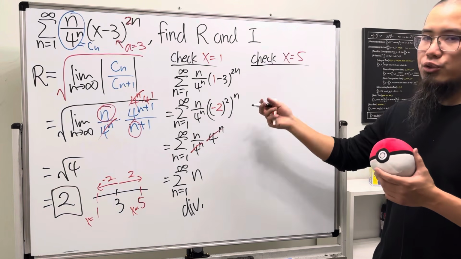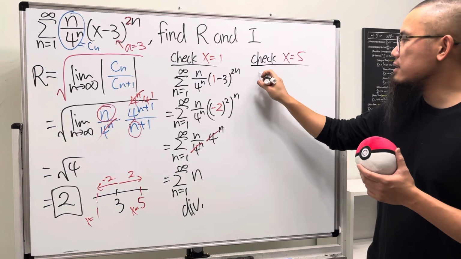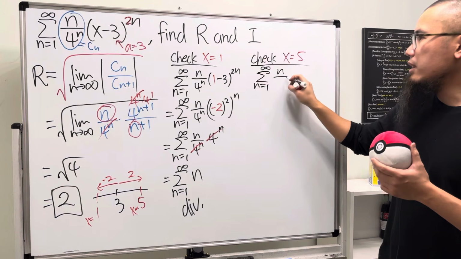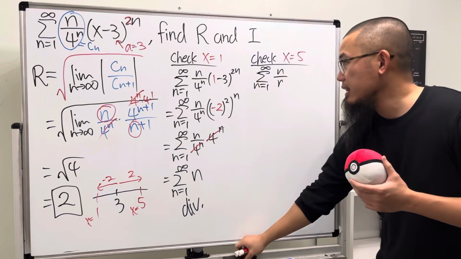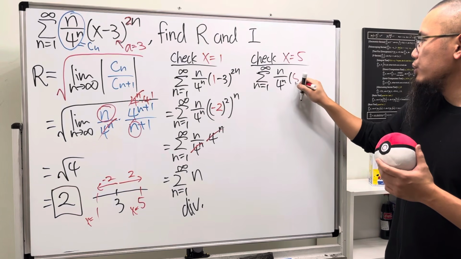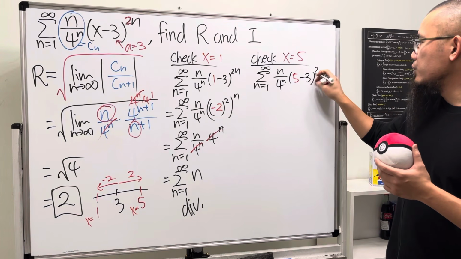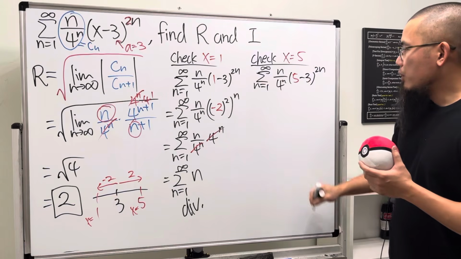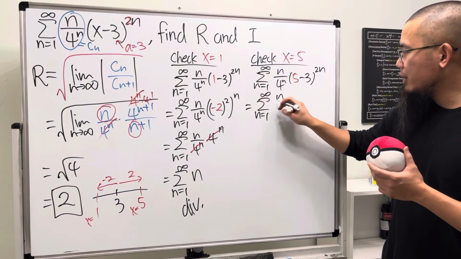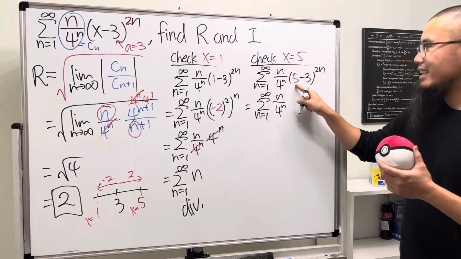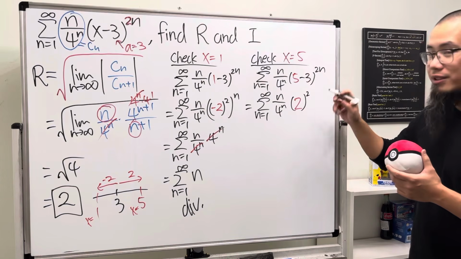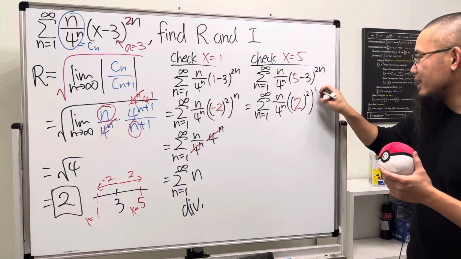Now the second case is that we are going to check when x is equal to 5. Alright, so pretty much do the same thing. Plugging 5 into the x, we are getting the series as n goes from 1 to infinity, n over 4 to the n, and then plugging 5 into the x, and then minus 3, and then to the 2n power. Okay, this right here, it's the series as n goes from 1 to infinity, n over 4 to the n. This is 2. And then we are going to do the same thing, raised to the second power, and then raised to the nth power.